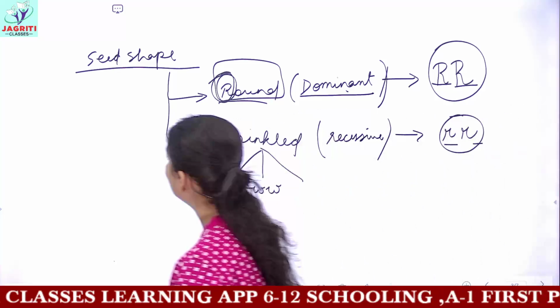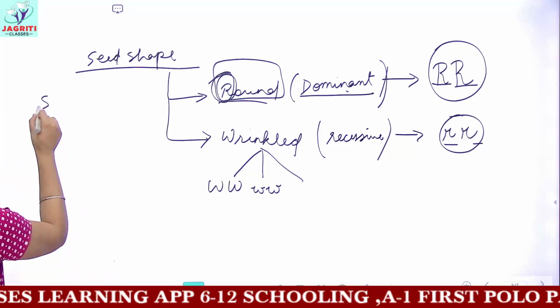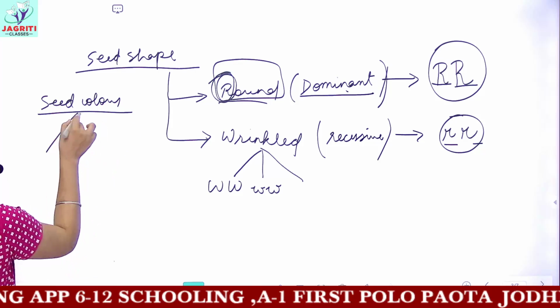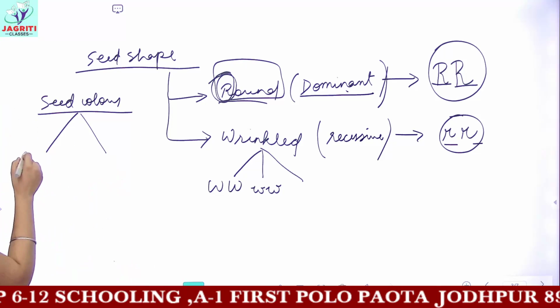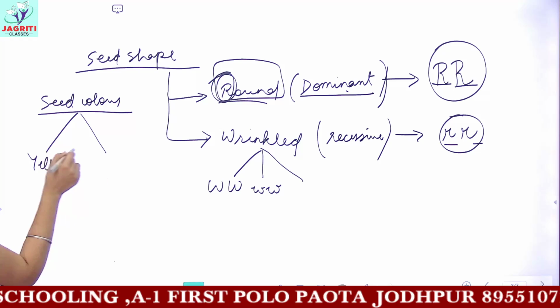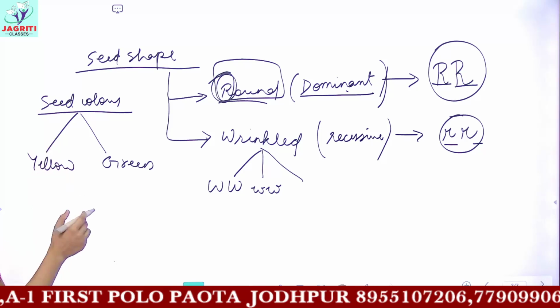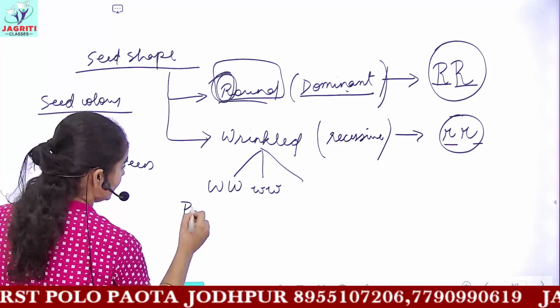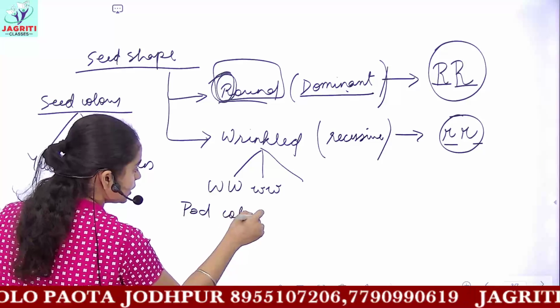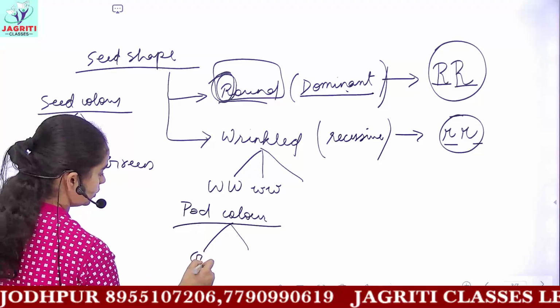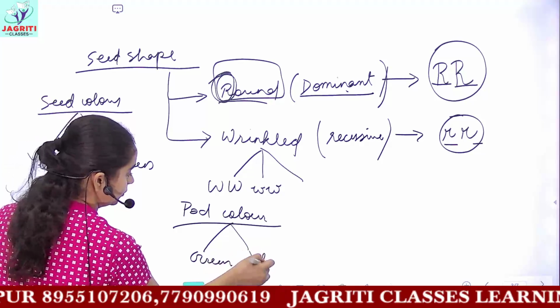Similarly, you can take one more example. Let's suppose we have seed color, and you have 2 traits for seed color. It is yellow and it is green. I told you do not get confused between the seed color and the pod color. Okay, the color of the pea pod. The color of the pod is also green and yellow.